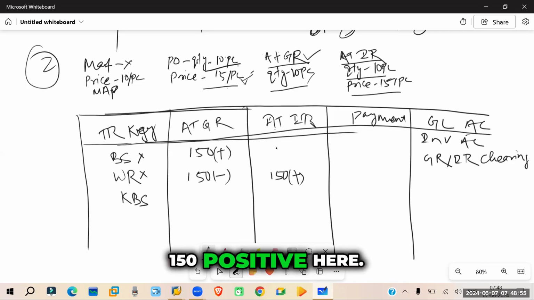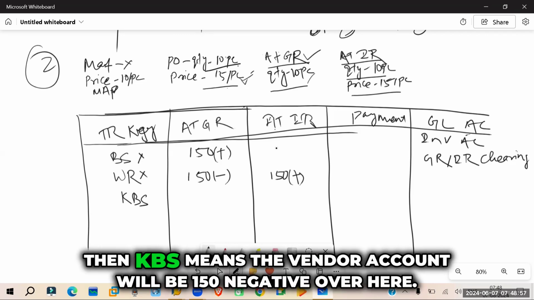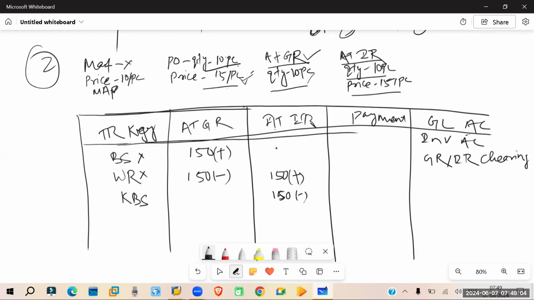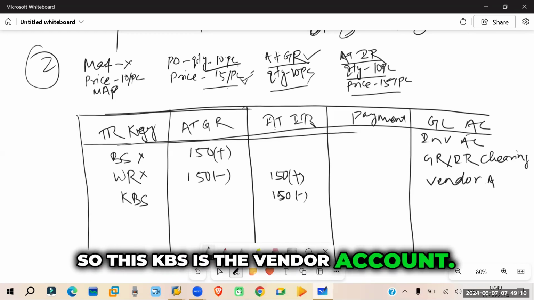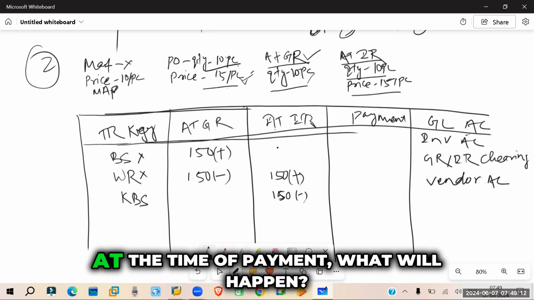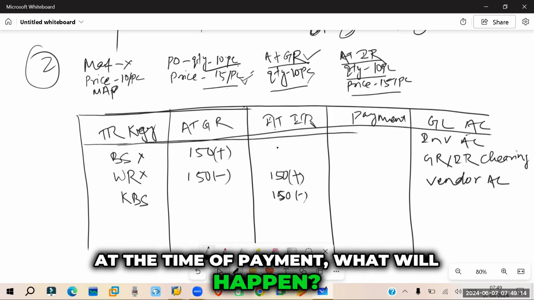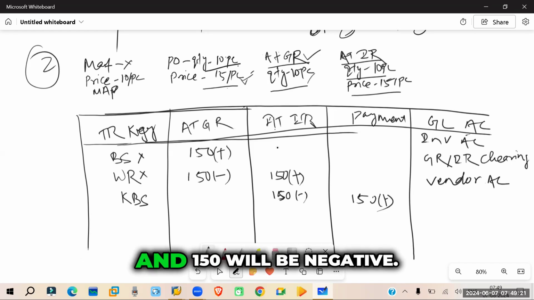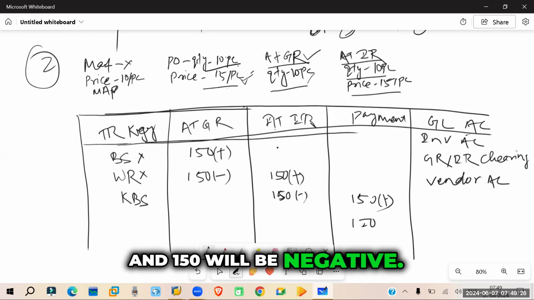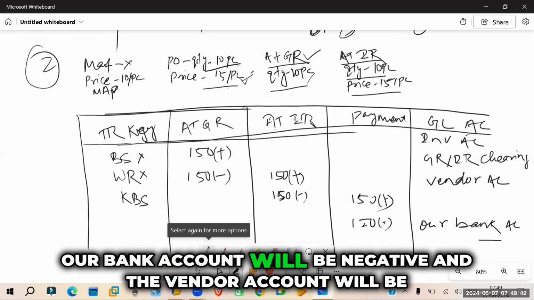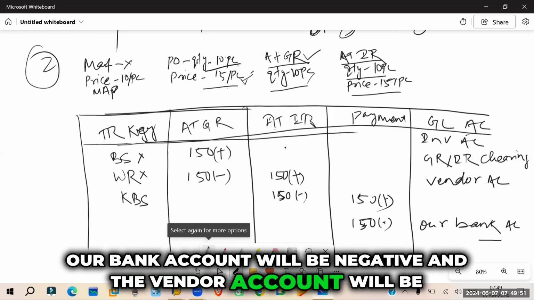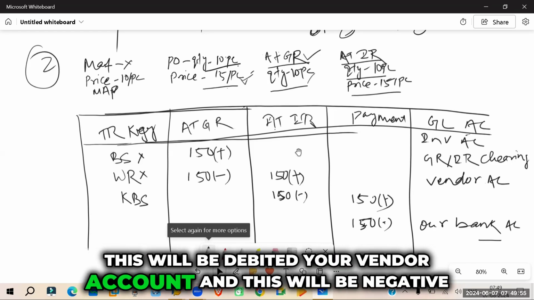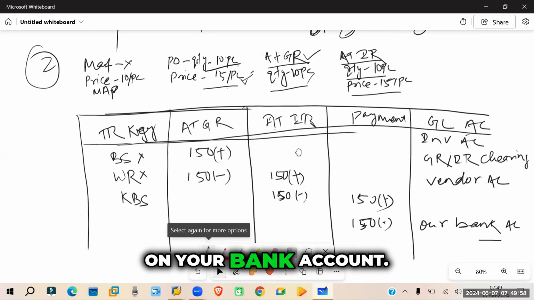So simple thing, 150 positive here, then KBS means the vendor account will be 150 negative over here. So this KBS is the vendor account. Okay. At the time of payment, what will happen? This will be positive 150 and 150 will be negative. Our bank account will be negative and the vendor account will be positive. Okay, this will be debited your vendor account and this will be negative on your bank account.